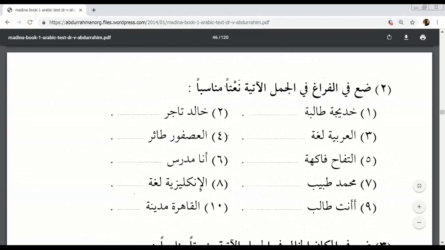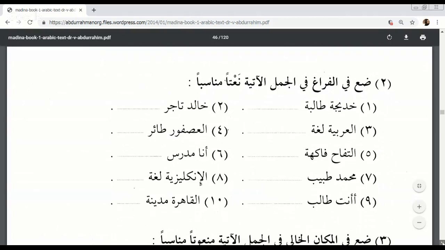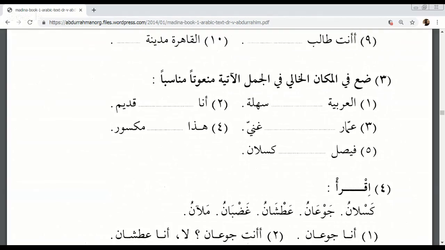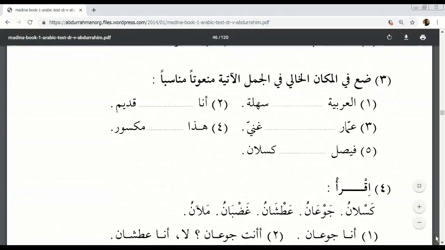Which then brings us on to the next exercise. And we can see here another exercise. We have to complete the sentence. So al-arabiyatu, something, sahlatun. Ana, something, qadimun. Okay, this will also be homework. Any questions at all?